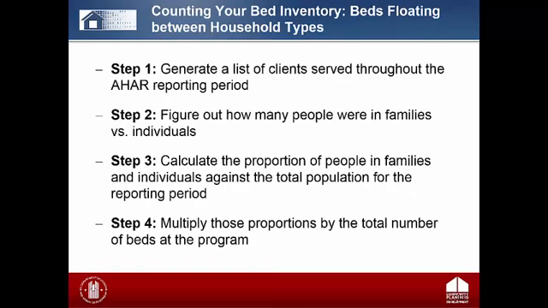The first step in counting beds that float between household types is to generate a list of clients served throughout the AHAR reporting period. Step 2 is to figure out how many people were in families versus individuals. And step 3 is to calculate the proportion of people in families and individuals against the total population for the reporting period. Finally, multiply those proportions by the total number of beds at the program.